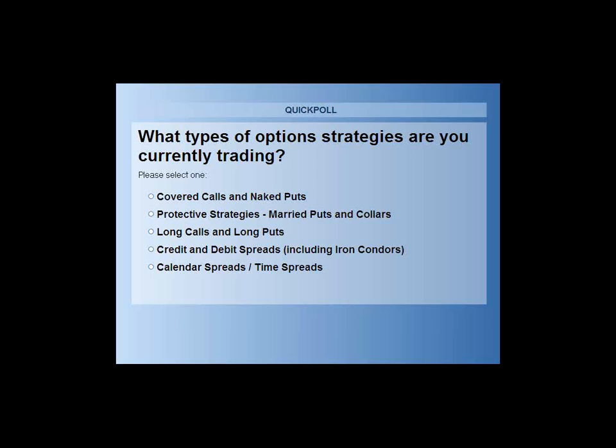They are parity trades of one another, have a similar risk-reward profile. Are you looking mostly at protective option strategies, married puts and collars? Are you focusing on long calls and long puts? Are you looking at credit and debit spreads? Or are you focusing more on the calendar spreads or the time spreads? So just let me know what the main view is here.